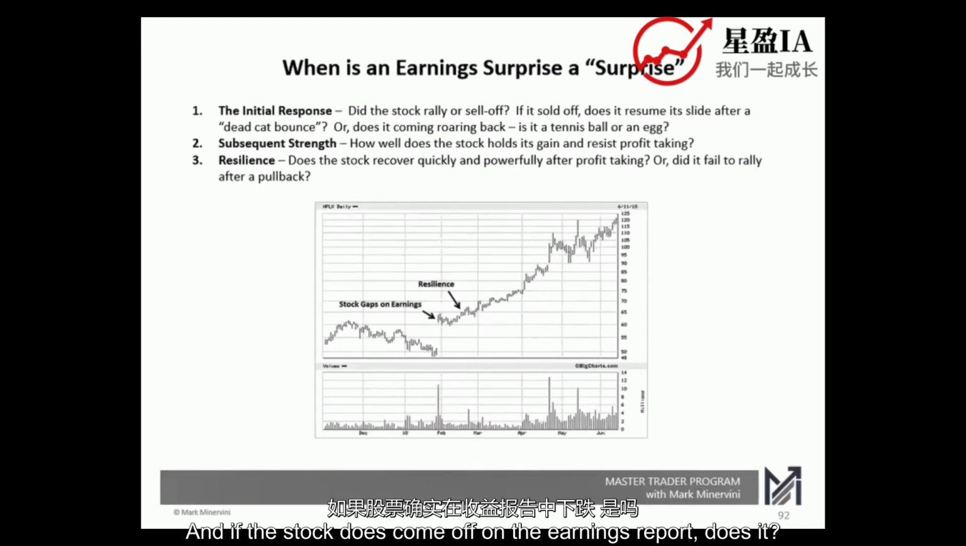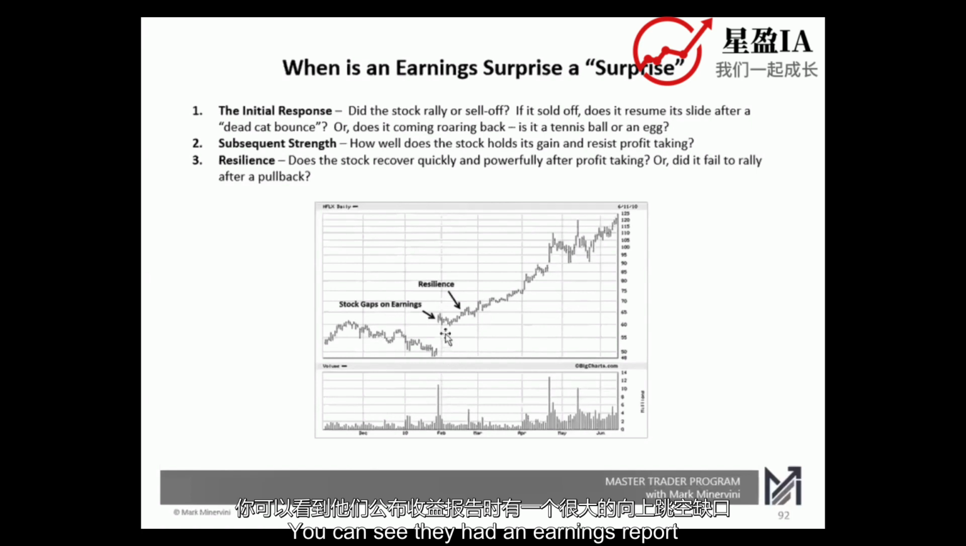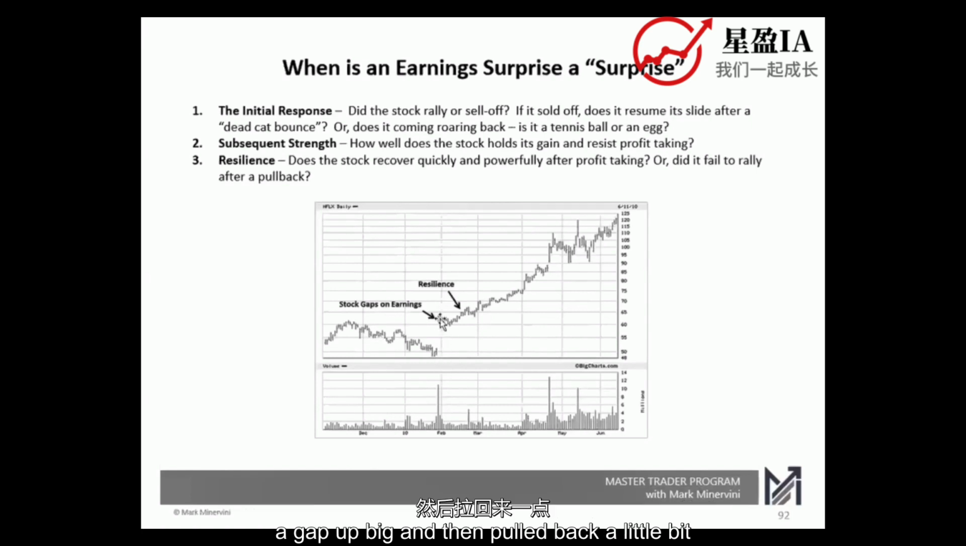And if the stock does come off on the earnings report, is it resilient? Does it come back very quickly? Looking here at Netflix, you can see they had an earnings report. It gapped up big and then pulled back a little bit, and it was able to get right back to new high ground. That was it. You got that post-earnings drift because this report was a good report. It truly was a good report.